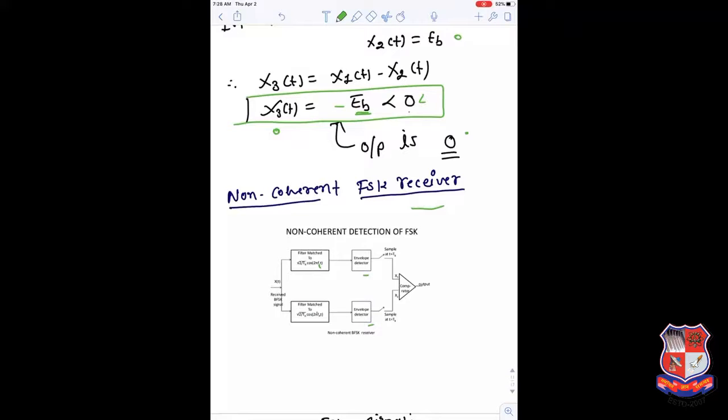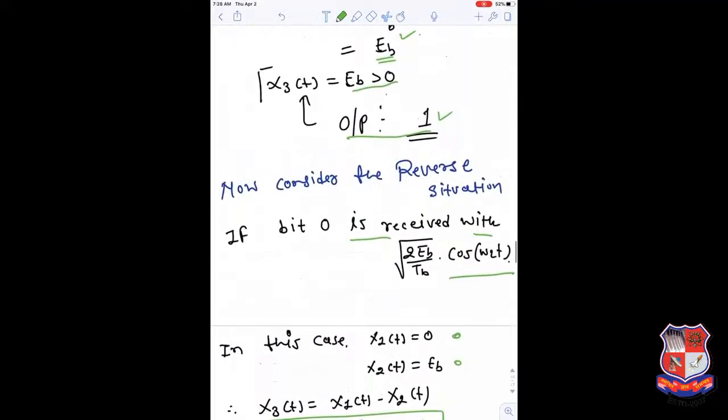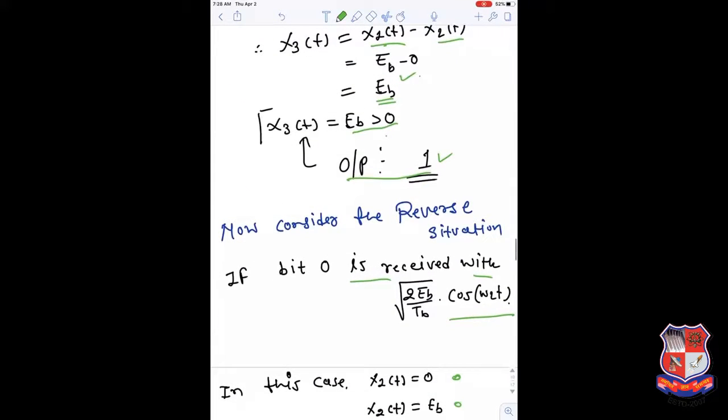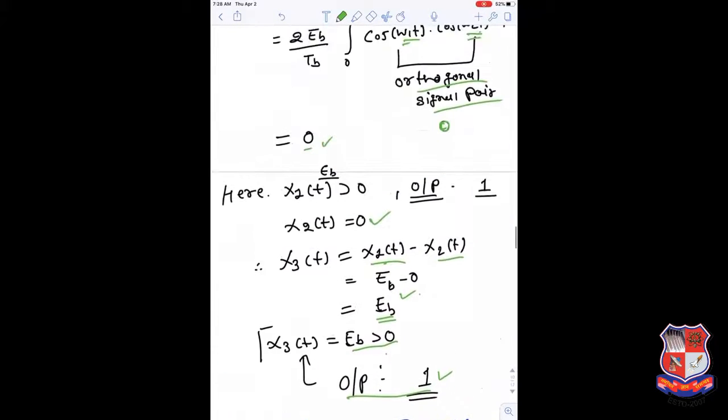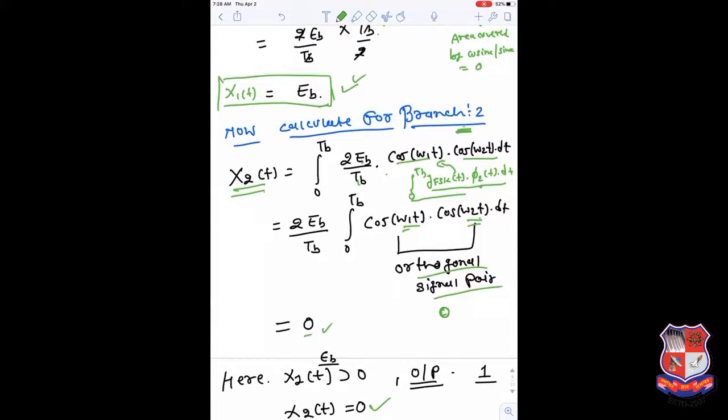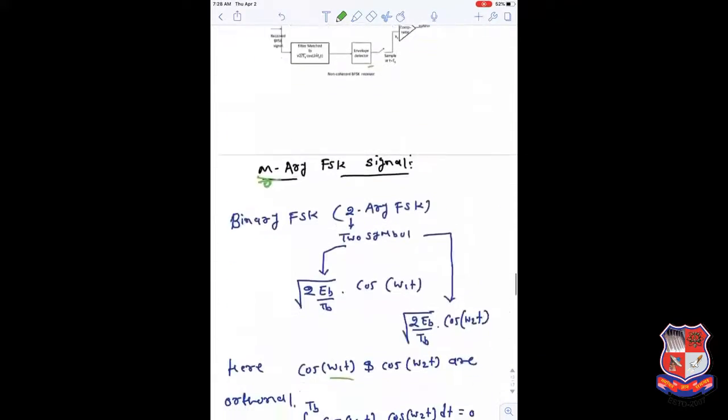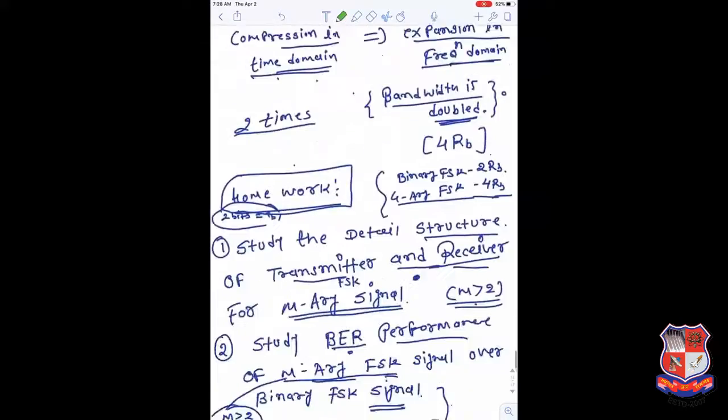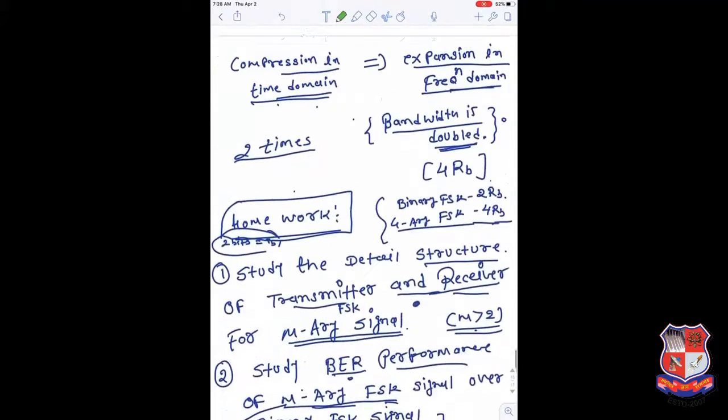That way the receiver can identify 1 and 0 correctly. And here the orthogonality is important. That's why the signals have been made purely orthogonal. If they were not orthogonal, this would not be 0, and so the upper branch and lower branch would both have output, and the receiver would not be able to decode the bit 1 and 0 correctly. So you can understand the importance of orthogonality in this case.